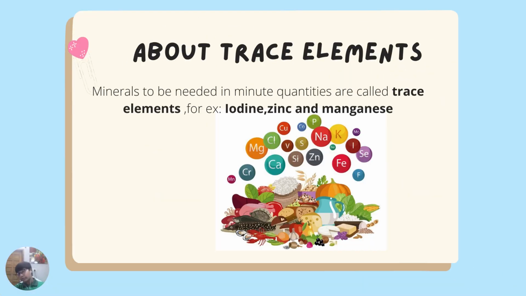Now, many people get confused about the thing called trace elements. Minerals needed in minute quantities are called trace elements. So the thing is, mineral itself is a micronutrient, and among minerals, some minerals are required even less in quantity than others. Those are called trace elements. For example, iodine, zinc, and manganese are those trace elements.